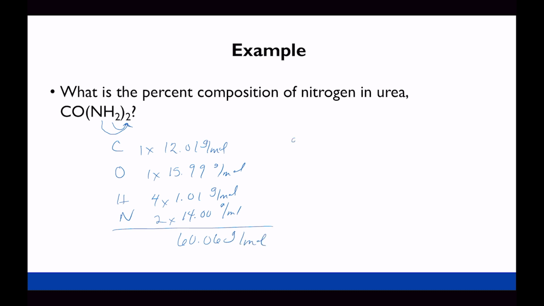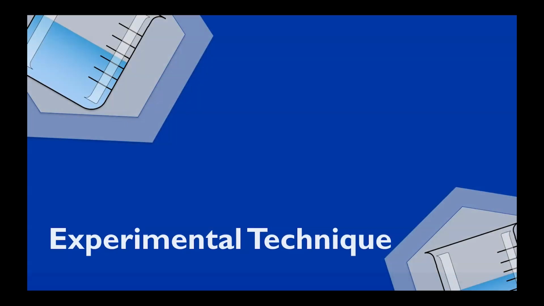Now we need to determine how much of this is due to nitrogen. To do this, we take nitrogen's molecular weight, 14.00 grams per mole, and multiply it by 2 because there are 2 moles of nitrogen in 1 mole of urea. We now have 28.02, and we will divide this by 60.06 to get our percent composition, around 46.66%.